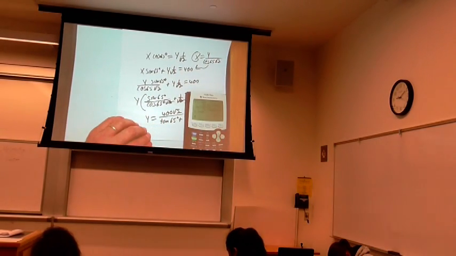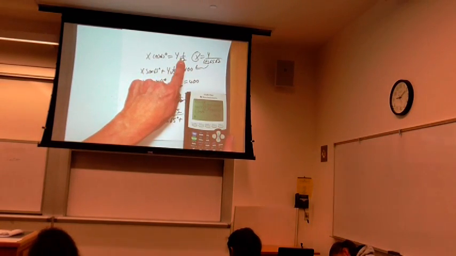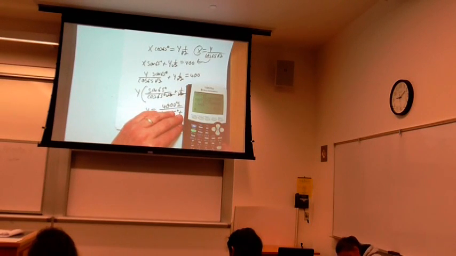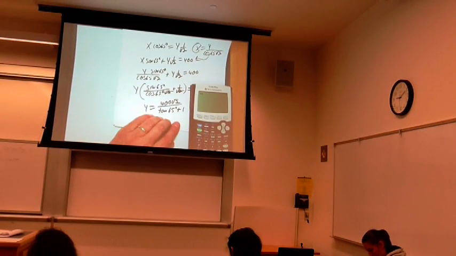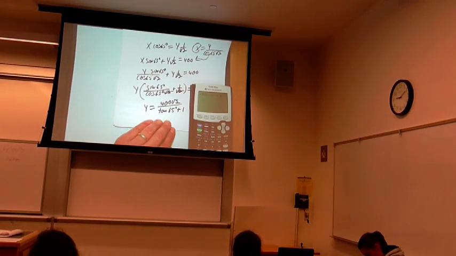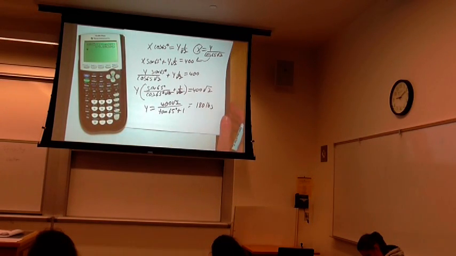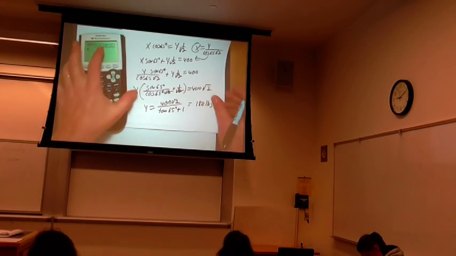Remember y was this guy. That's the F2. So 400 pounds times the square root of 2 divided by 1 plus tangent of 65 degrees. And I get, let's say 180 pounds. That's my y.